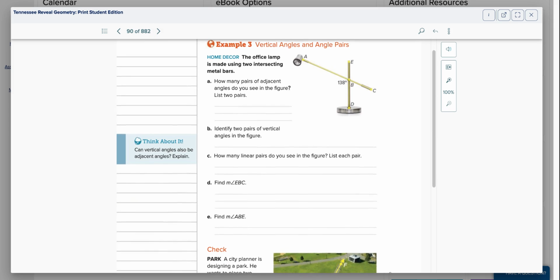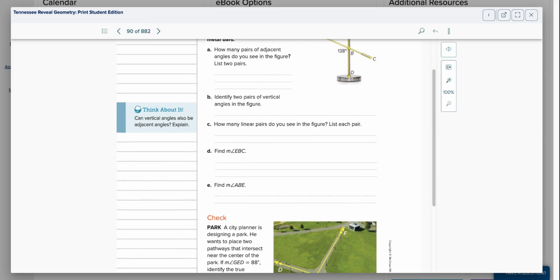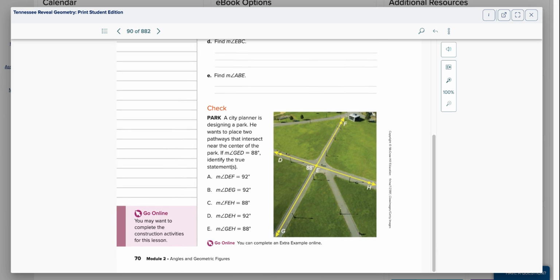So, example number 3, and just to keep this video short, I'm going to call it a day right here. Although I'm kind of curious what's going on here. It's a multiple choice. Let me look at this one. A city planner designing a park has placed 2 pathways that intersect near the center of the park. Angle GED is 88 degrees. Okay. They want me to name the true statements.